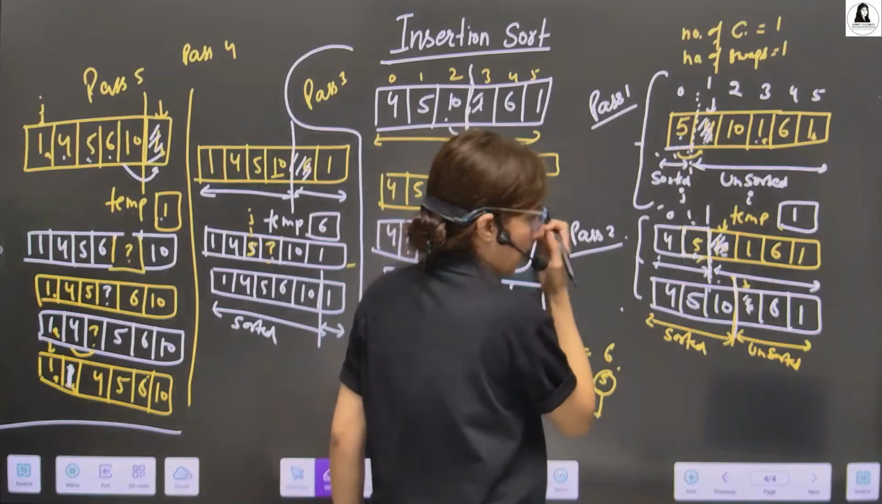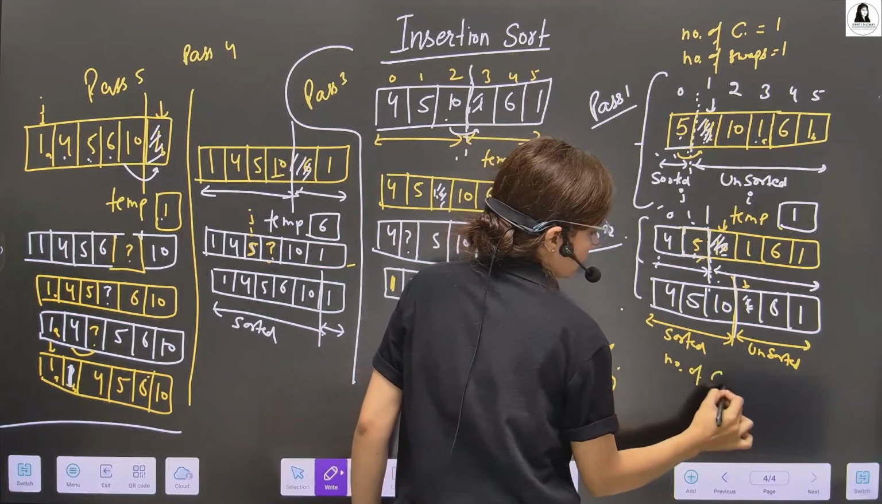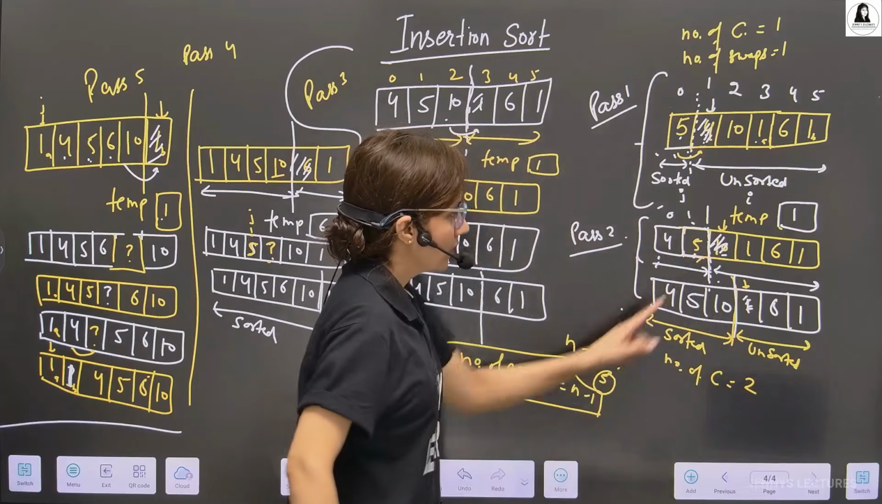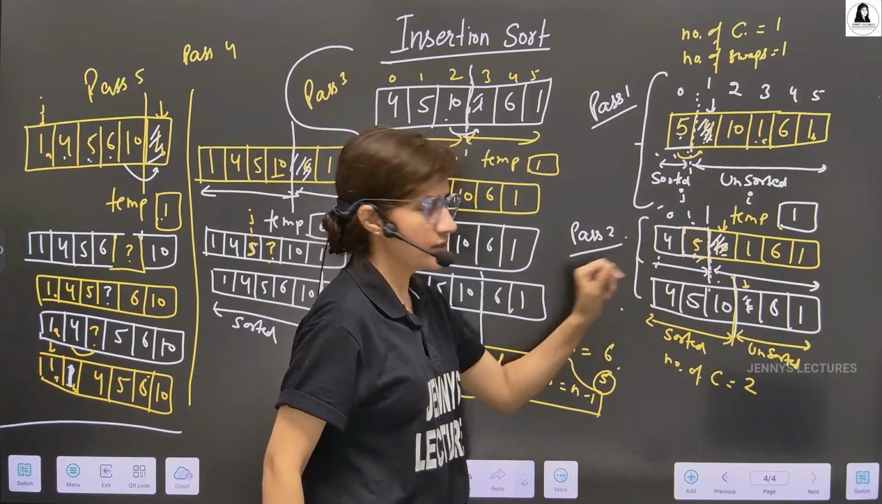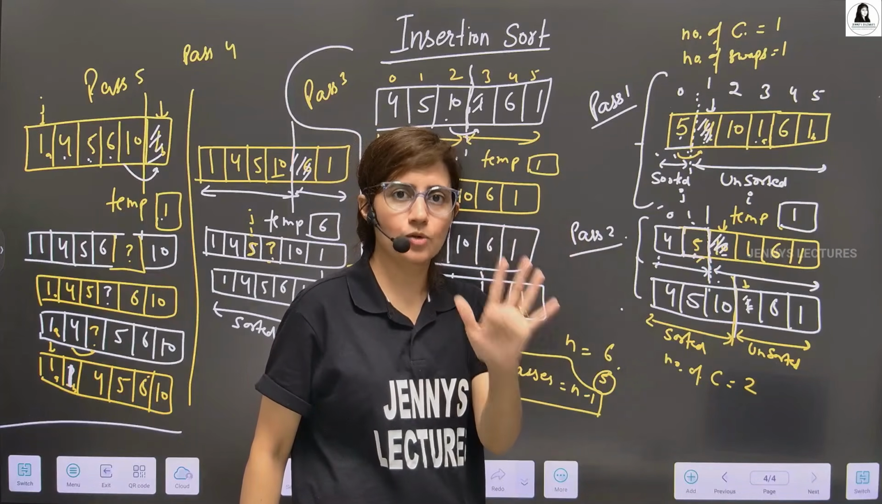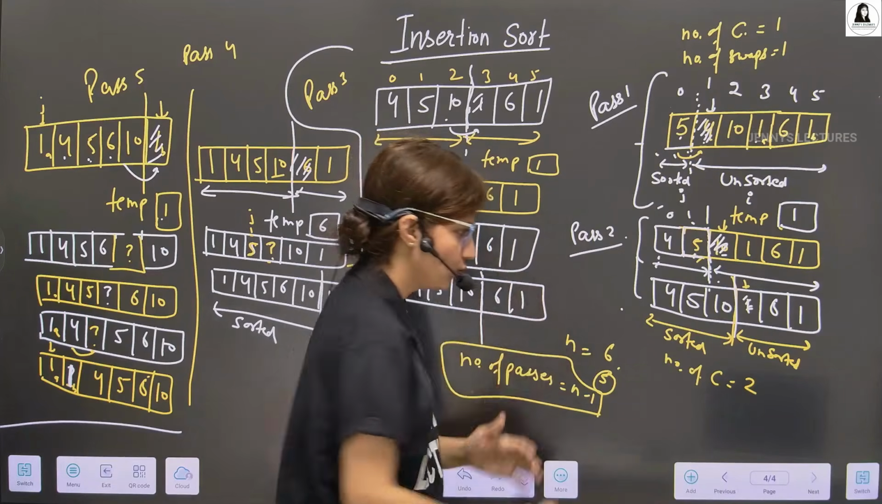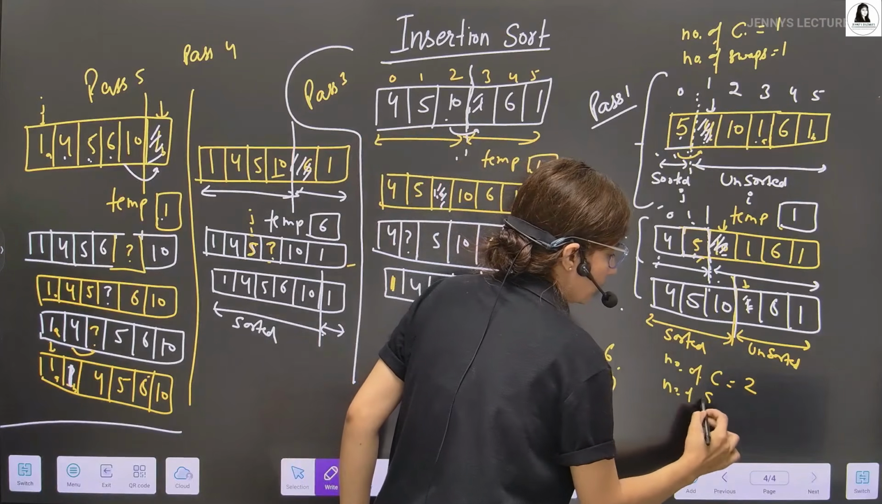In the second pass, the number of comparisons is 2. This is the data, then we compare this, then this. At max, in the worst case, we need to compare. The number of swaps is at max 2. The number of swaps is also 2.